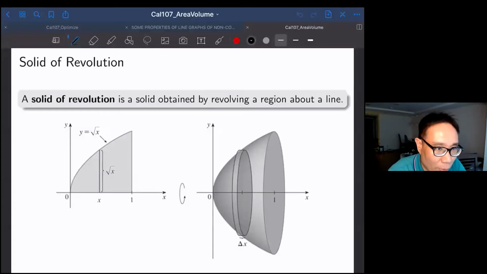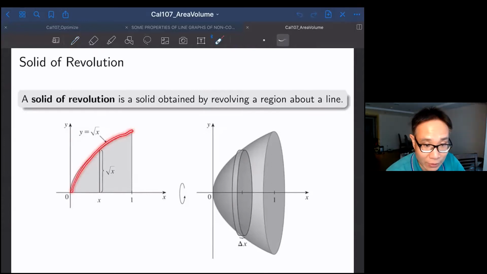Today I'm gonna talk about the solid of revolution. A solid of revolution is a solid obtained by revolving a region about a line. So you see that you have the region that's bounded by the curve y equals square root x, and you'd like to rotate this about the x-axis.